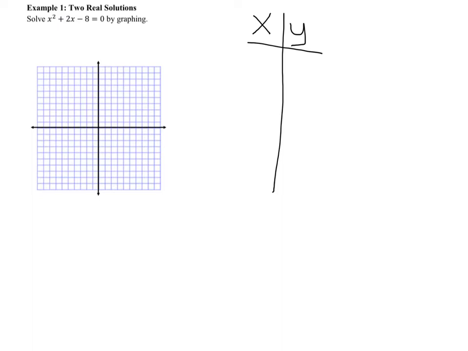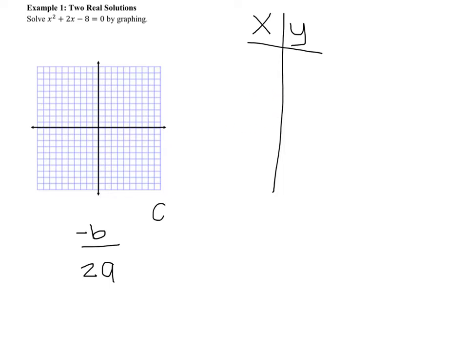In example 1, we're going to be graphing x squared plus 2x minus 8 equals 0, and we're going to see that there's two real solutions. Now remember from section 5.1, the way that we want to graph is by finding negative b over 2a. And remember, that's the axis of symmetry, and that's going to give us the x-coordinate that we need to plug in for our middle x value. So let's go ahead and do that.